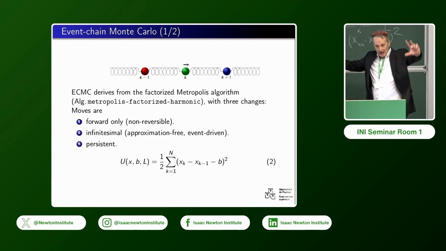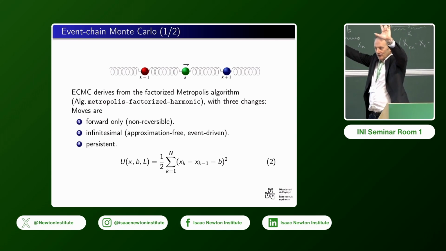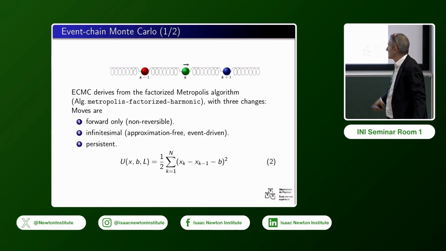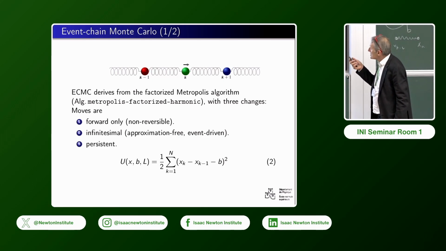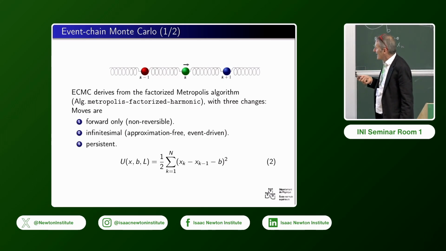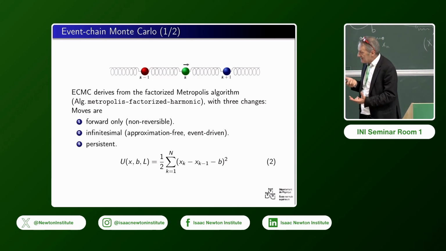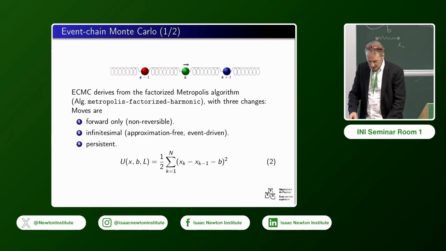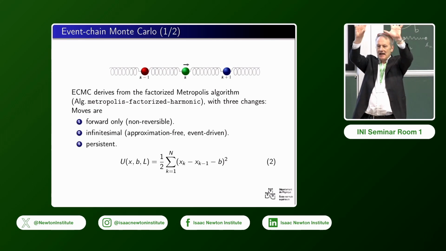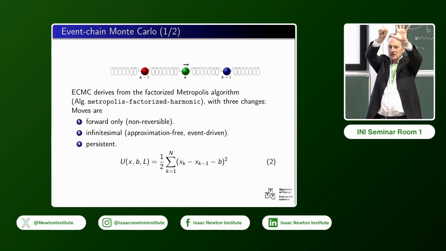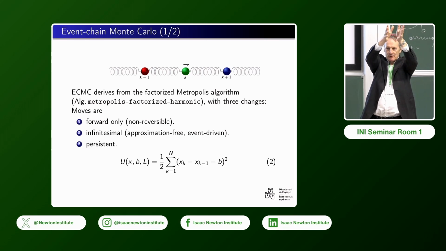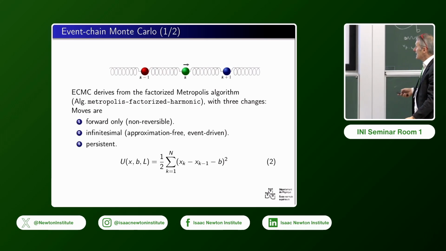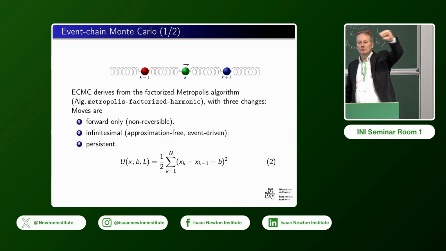So now, I showed you the appraisal of two different ways of overcoming the problems of local reversibility. So I'm showing you event chain Monte Carlo. Event chain Monte Carlo derives, as I told you, from the factorized Metropolis algorithm. In the factorized Metropolis algorithm, again, I have a k, I propose the move, and it has to be accepted by this factor, it has to be accepted by that factor. Now let's do the same thing, but let's only make forward moves.